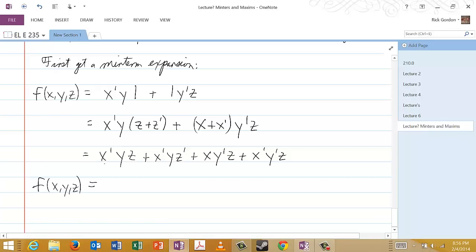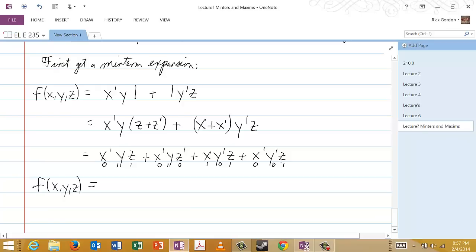So we do that by remembering that, okay, the first one is going to go to 1 when x is 0, y is 1, z is 1. The second one will go to 1 when x is 0, y is 1, and z is 0. The third one when x is 1, y is 0, and z is 1. And the final one when x is 0, y is 0, and z is 1.